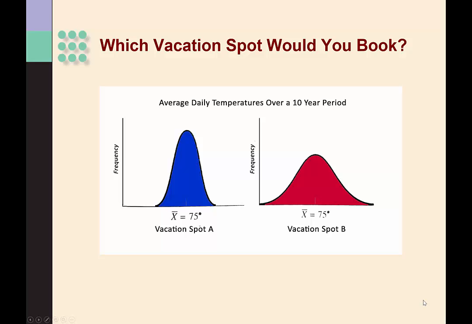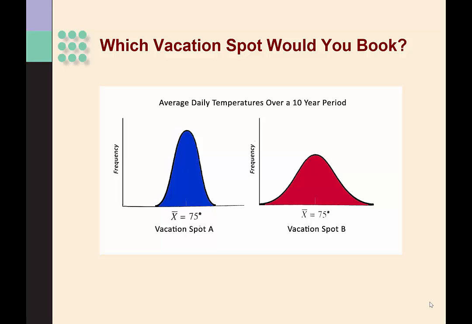In vacation spot A, there's a narrow variability of temperatures. It looks to range between, say, 65 and 85 degrees. With vacation spot B, though it looks like it gets quite a bit warmer than A, it also has a good chance of getting much colder as well. If you wanted a warm weather vacation destination with minimal risk of cold weather, which of these 2 vacation spots would you select? Most people would have selected vacation spot A.